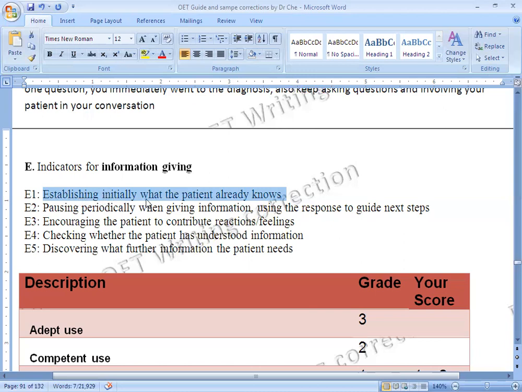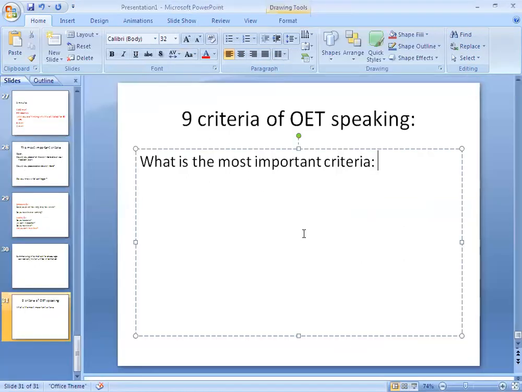Establishing initially what the patient already knows. If the patient has a diagnosis of transient ischemic attack, TIA. So, okay, Mr. Smith, based on what you have told me, it seems that you have transient ischemic attack. In this condition, blood flow to the brain stops and the brain doesn't get oxygen, and then you black out. Is it good? No.